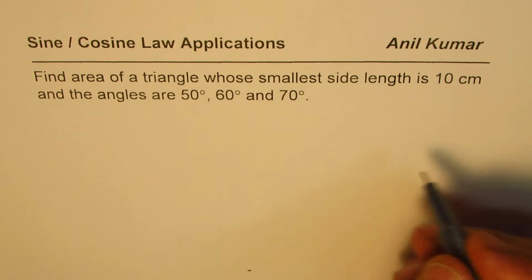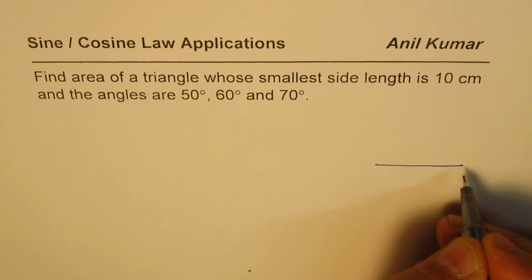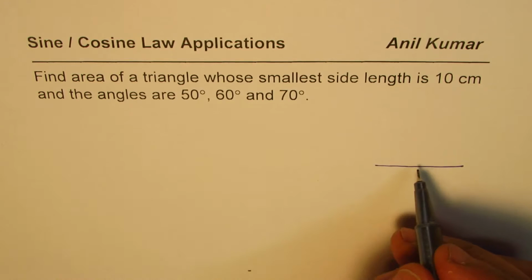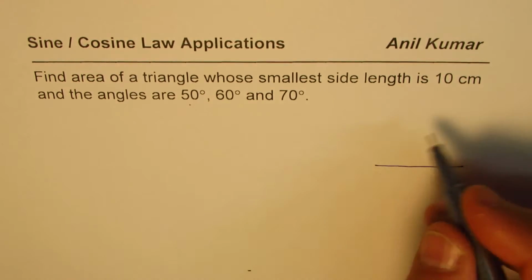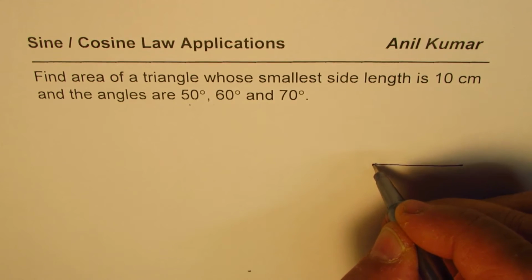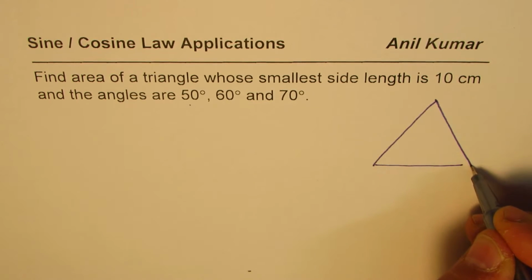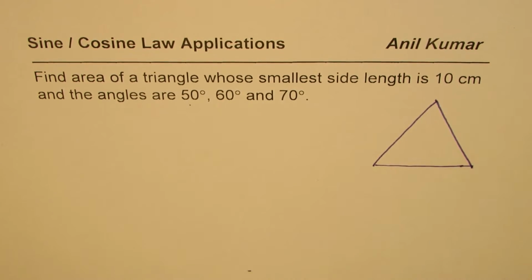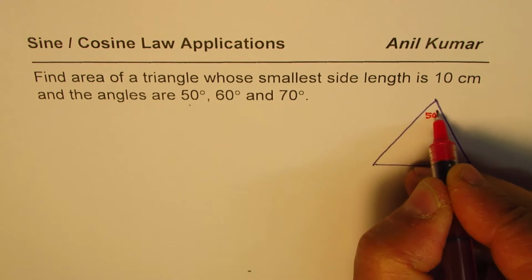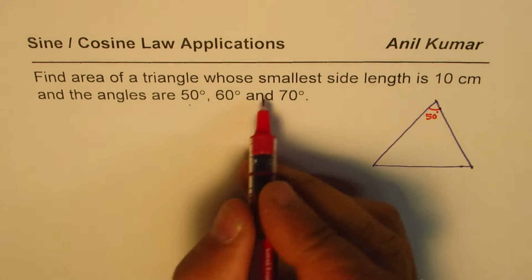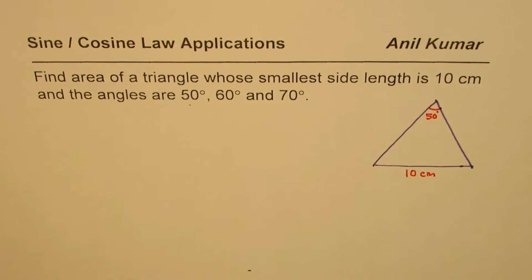So let me sketch a triangle and let me keep the smallest side right here. This is my smallest side. The smallest side will be opposite to the angle which is smallest, so opposite 50, right? So we just make a triangle. The only thing I have to take care of is that the smallest side should be opposite to the smallest angle. So that is 10 centimeters for us.